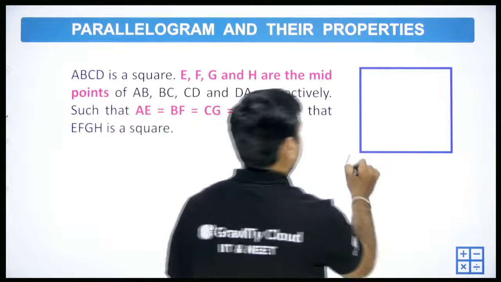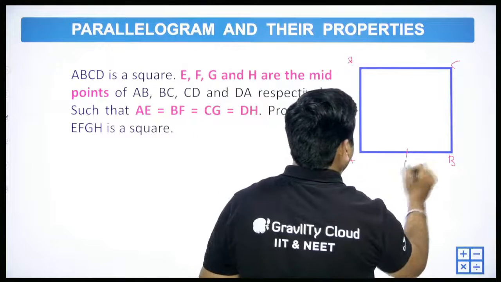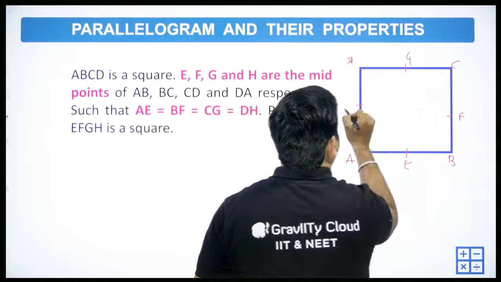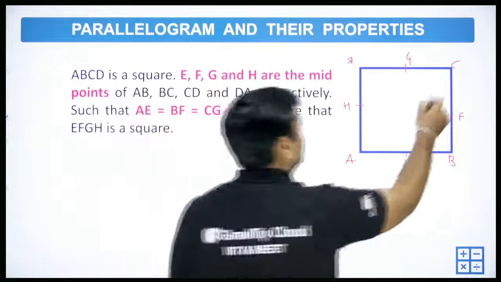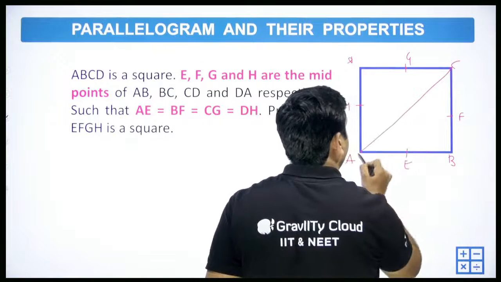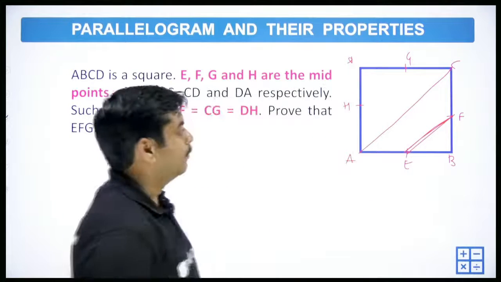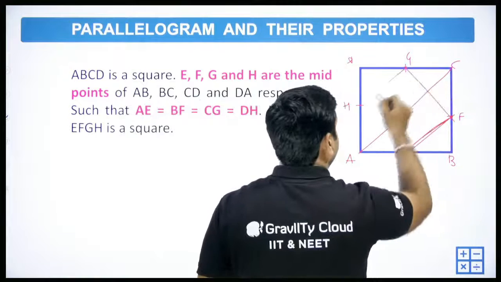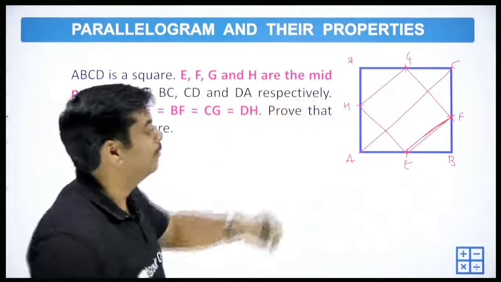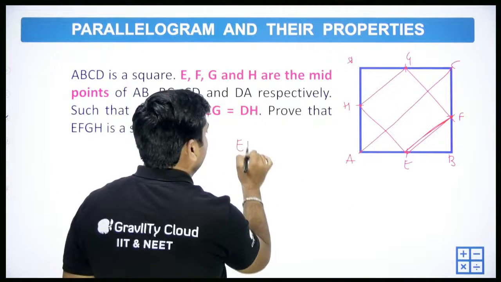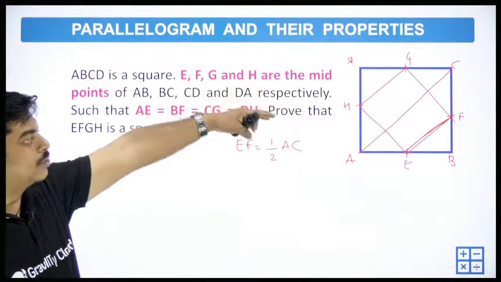ABCD is a square, and E, F, G, H are at the midpoints. Now, the mistake I'm making is that we are not taking the diagonals of a square. We need to take the diagonals of a square, which will help us in getting this one. So for EF, let's try to join this. EF and AC, using the midpoint theorem, EF is exactly half of AC, right? Carefully observe, draw the triangles, draw the basic things.